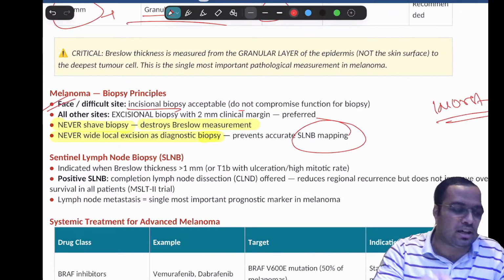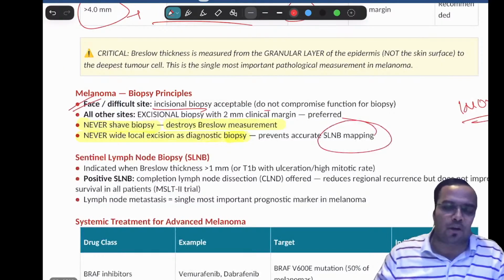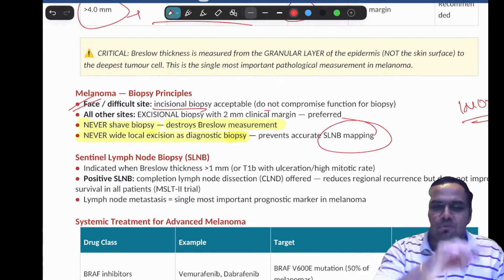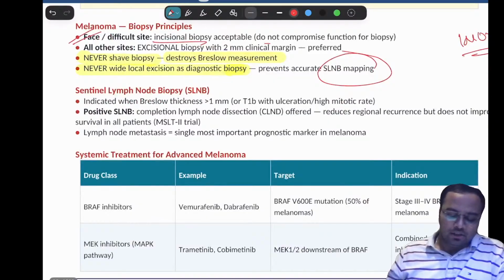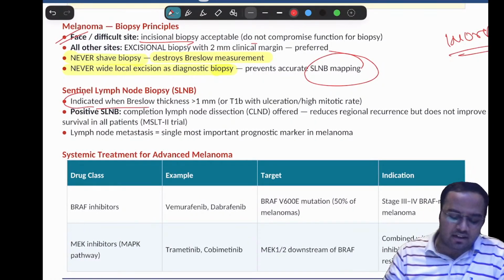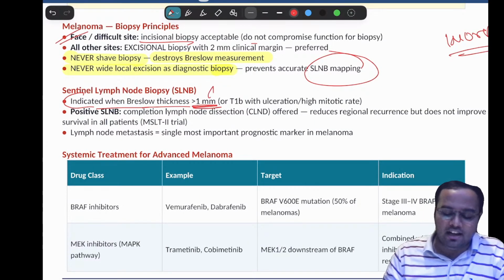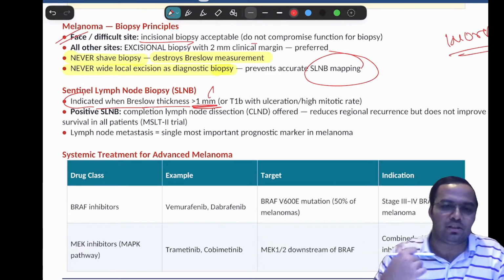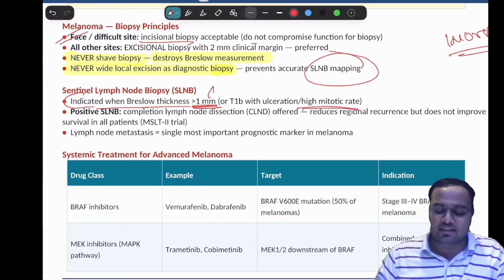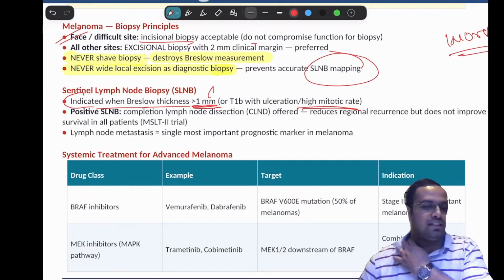That is very important. On the face you can go for an incisional biopsy. At all the rest of the places you will go for an excisional biopsy, but with sentinel lymph node dissection. So what is sentinel lymph node dissection? Whenever the thickness is more than 1 mm, lymph nodes are almost involved. If the depth is more than 1 mm, the lymph nodes are most of the time involved, and that is when you should go for a sentinel lymph node biopsy.